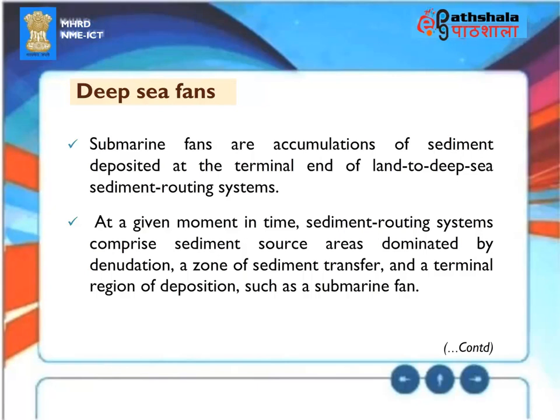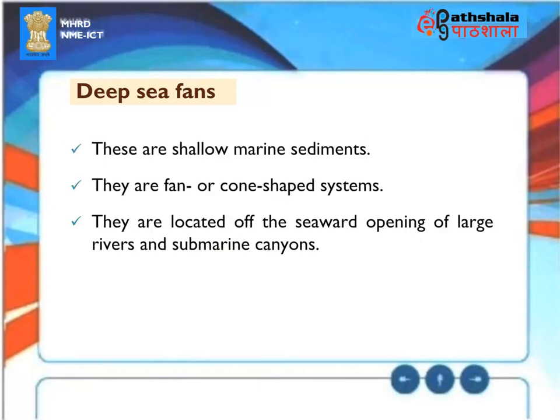Deep sea fans. Submarine fans are accumulations of sediment deposited at the terminal end of land to deep sea sediment routing systems. At a given moment in time, sediment routing systems comprise sediment source areas dominated by denudation, a zone of sediment transfer, and a terminal region of deposition such as a submarine fan. These are shallow marine sediments. They are fan or cone-shaped systems. They are located off the seaward opening of large rivers and submarine canyons.